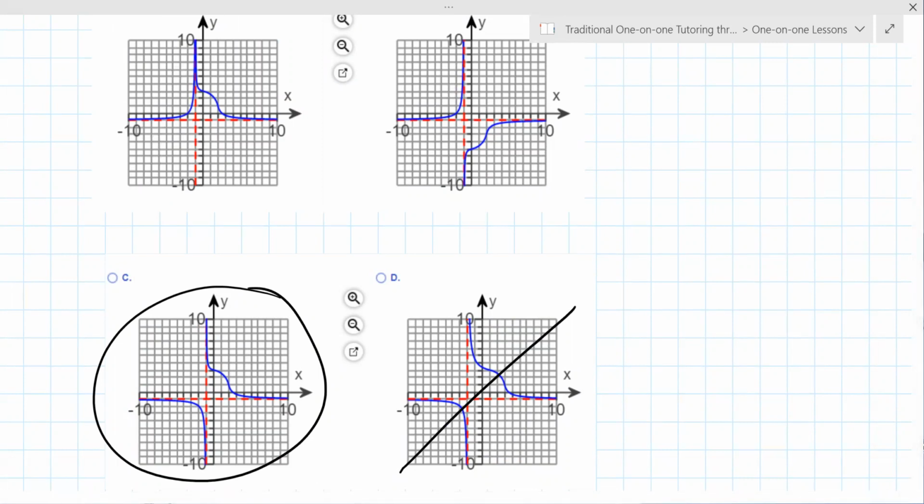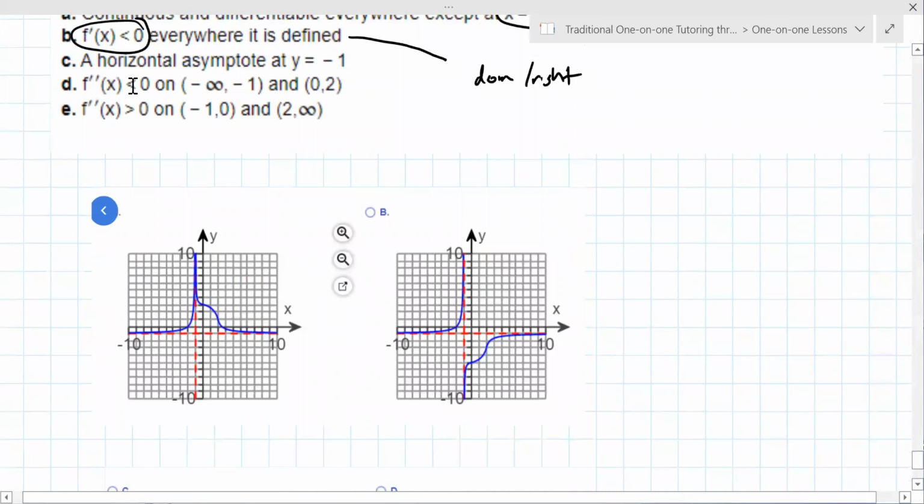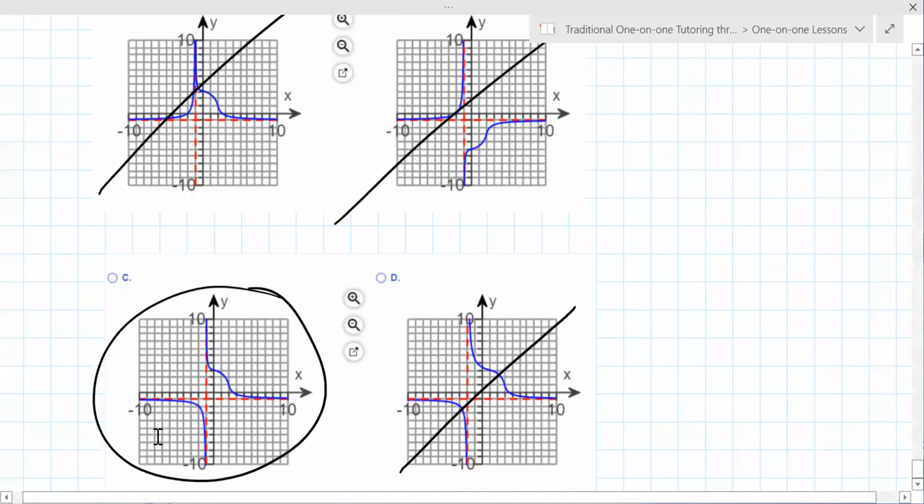The horizontal asymptote y equals -1 doesn't help us, since they all have that. The next one is the second derivative is less than 0, so it's concave down. It's got to be concave down from -infinity to -1. This one is concave up, so that one's out. This one is also concave up, so that one's out. This one is concave down, and then the other stuff will be satisfied.